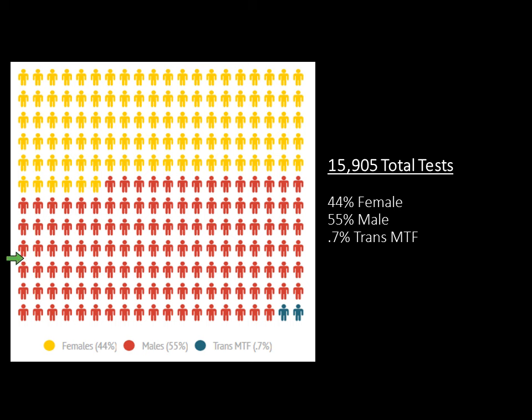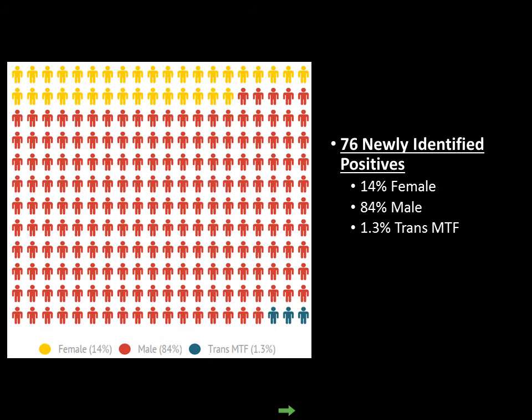So a similar graph as to what I showed earlier. In 2014, you see that 44% of all individuals that were tested were female and 55% were male. So we then compared that with the data for positives, and 84% of all positives were men and 14% were women, and just a little over 1% were transgender male to female. And this is closer to what our state outcomes were.